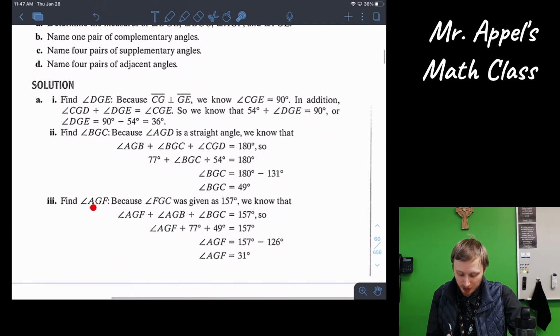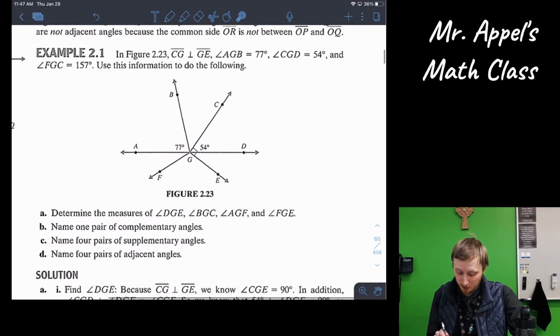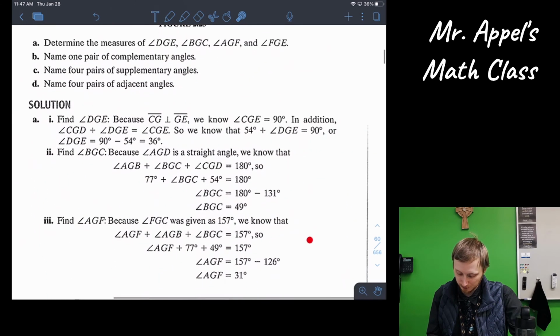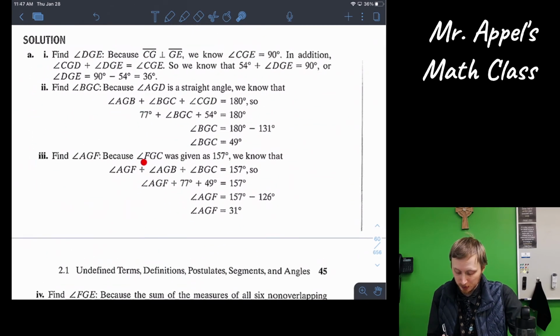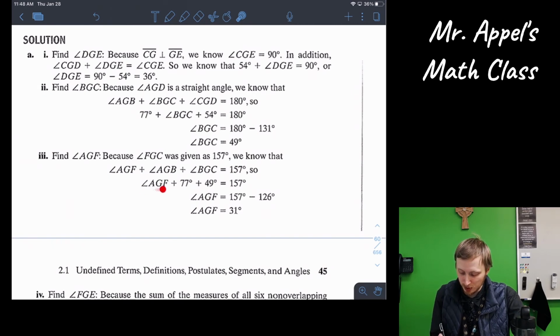To find angle AGF, AGF is now down here. Because FGC was given as 157, we know the following. AGF plus AGB plus BGC all together make that 157 degrees. So we know our missing angle AGF plus 77 degrees plus 49 degrees must be the 157. Subtract, solve, AGF equals 157 minus 126, or 31 degrees.